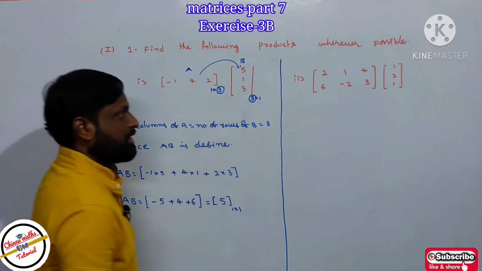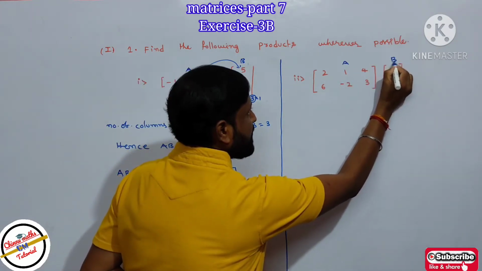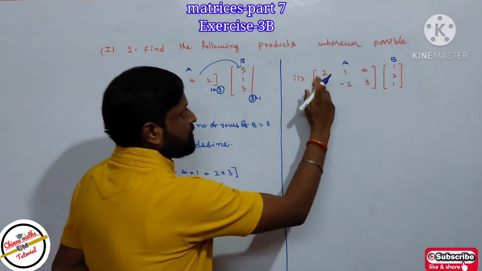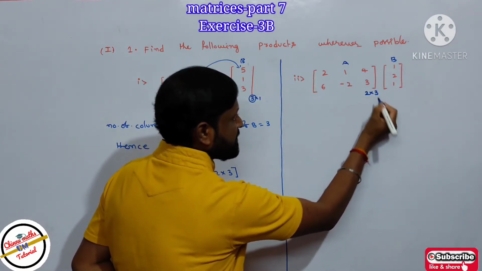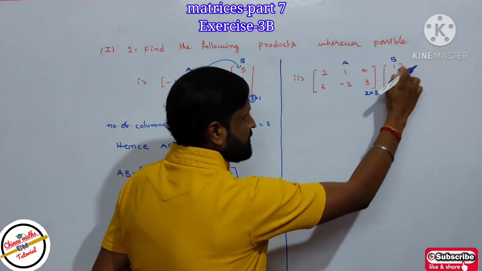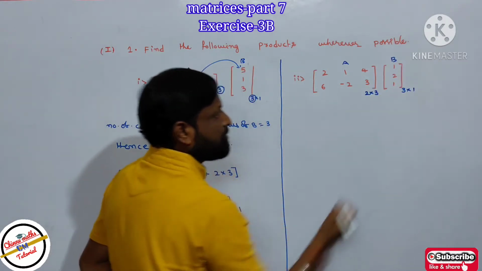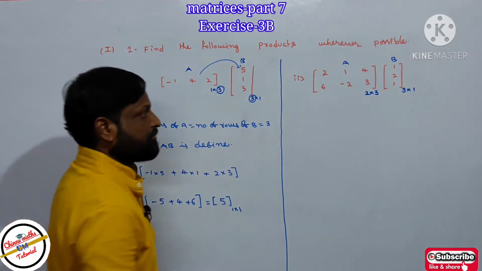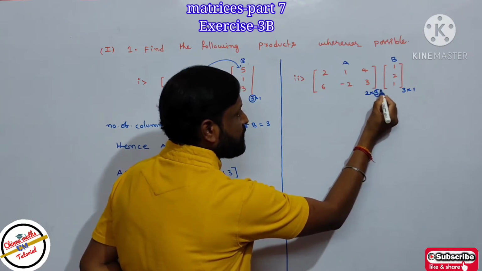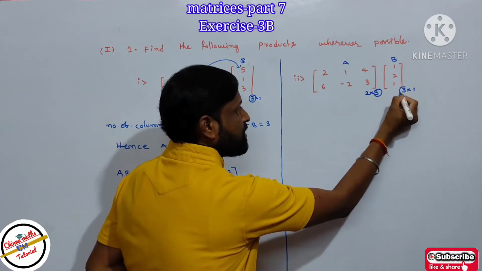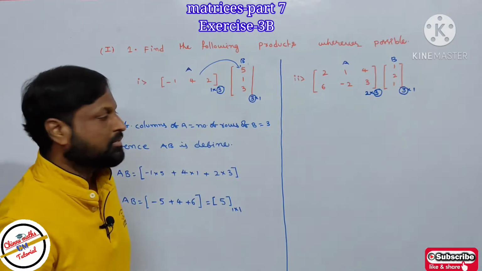Similarly, take the next question. It is the matrix A, it is the matrix B. First write the order. 2 rows and 3 columns, 2/3 is the order of matrix A, and 3 rows and 1 column, 3/1 is the order of matrix B. See here, the number of columns in matrix A equals the number of rows in matrix B. Both are equal. Hence the product is defined.